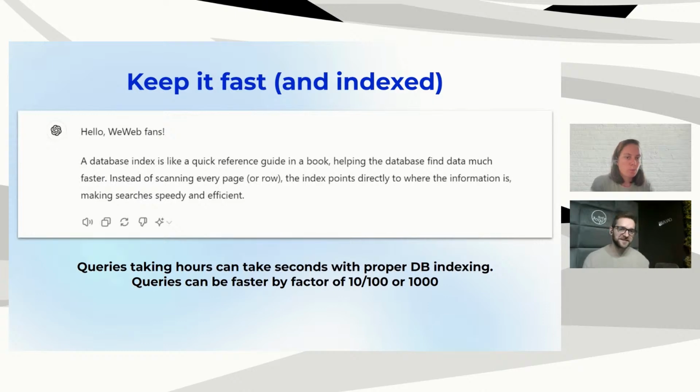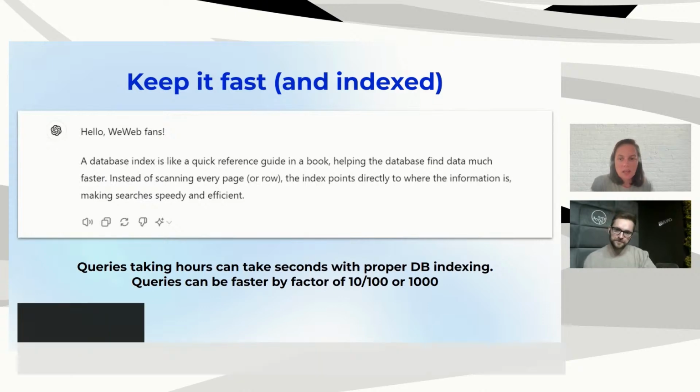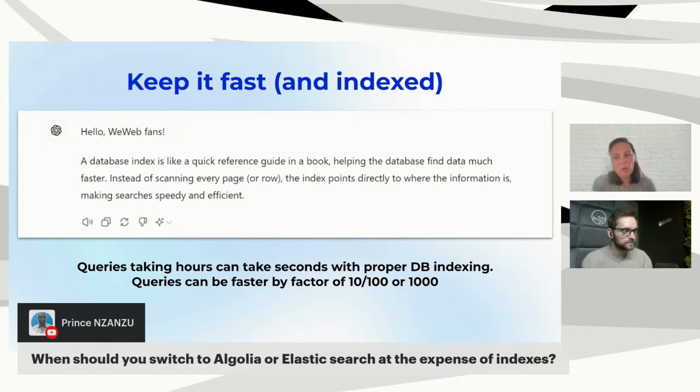And to put it in technical jargon, we could say it depends on whether you expect data synchronously or asynchronously. So it depends. And Prince is asking a related question: when would you switch to Algolia or Elasticsearch at the expense of indexes?